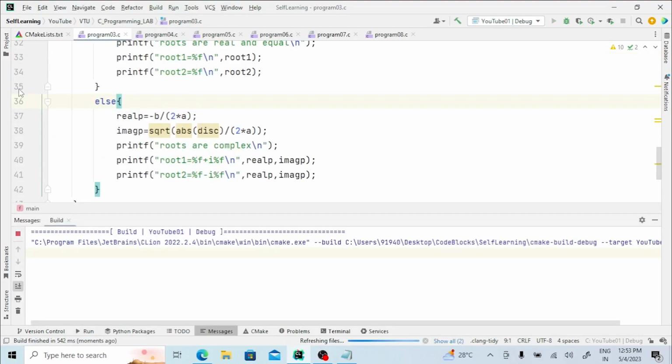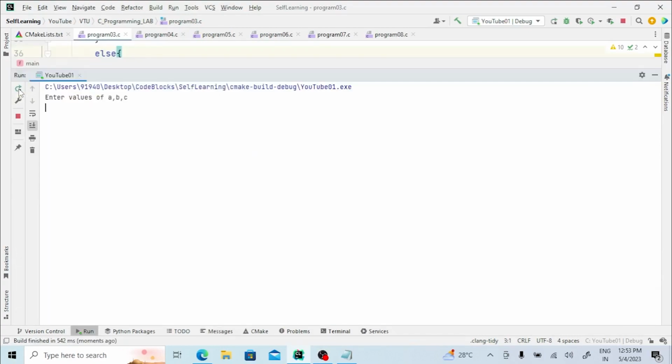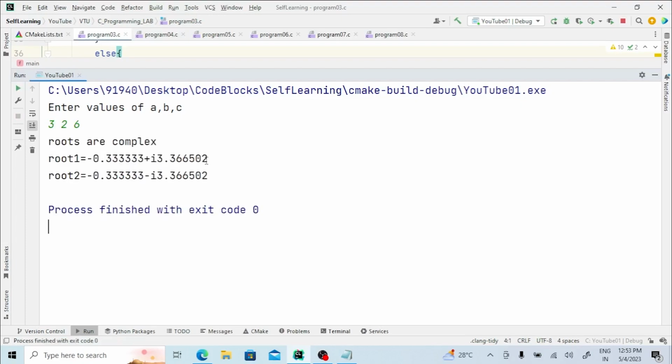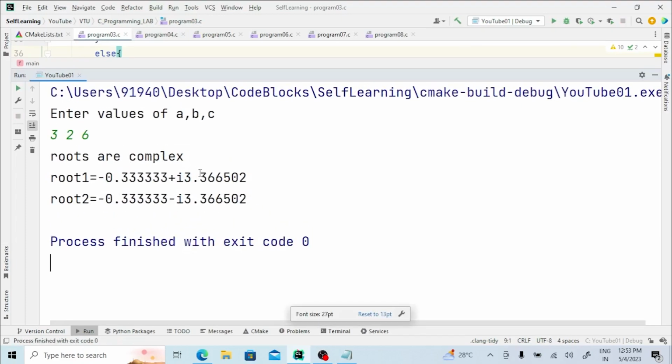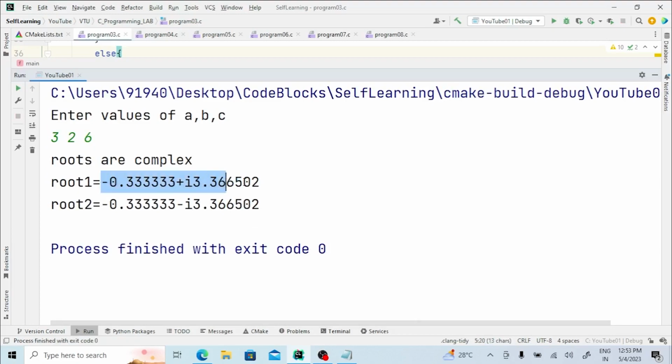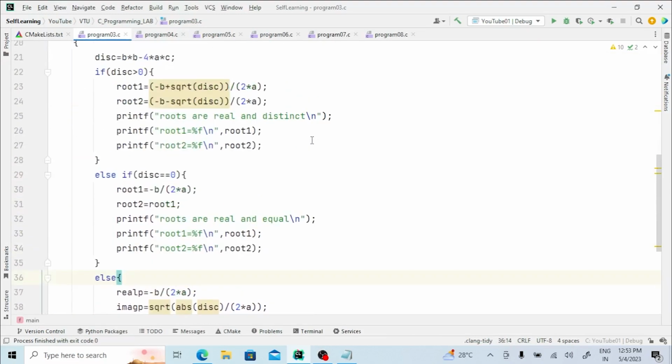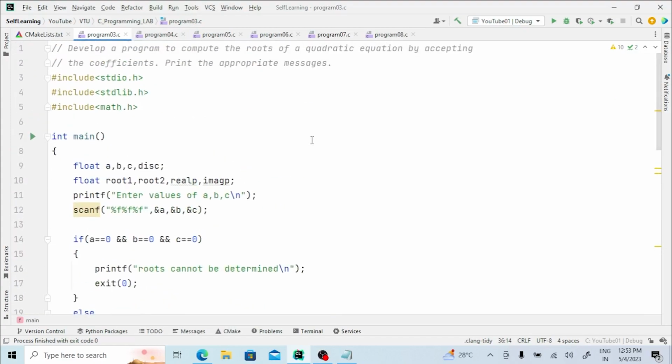If I want the discriminant to be negative, the values I have to give here are, let's say, 3, 2 and 6. So here the roots are complex, and these are the roots of the quadratic equation. So this is how we can find the roots of a quadratic equation by using C language.